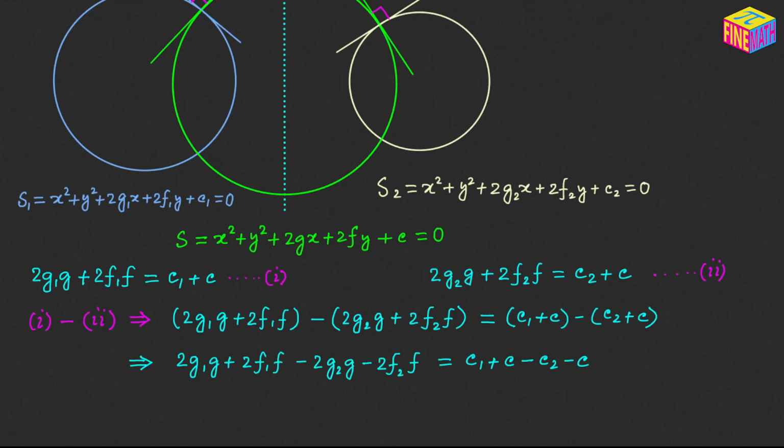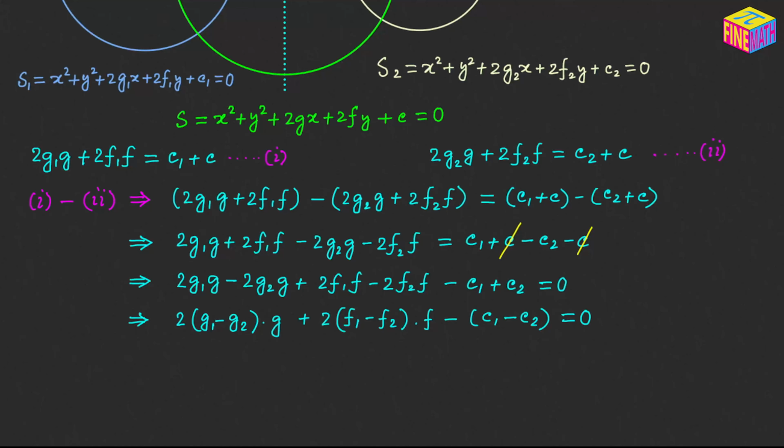And then you see on the right hand side, there is a positive c and a negative c, which will cancel out each other. And then if we bring all the terms to the left hand side, we are going to have something like this. And then if we take some common factors out, we could rewrite it like this. And then if we multiply both sides by a negative 1, we can write the equation like this.